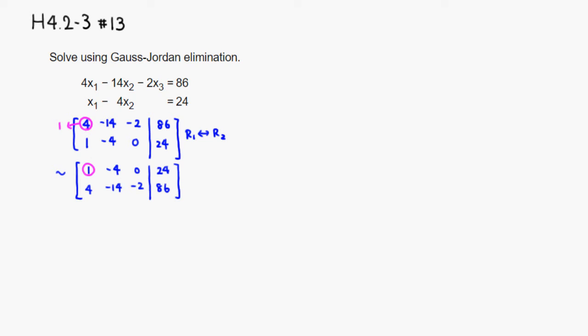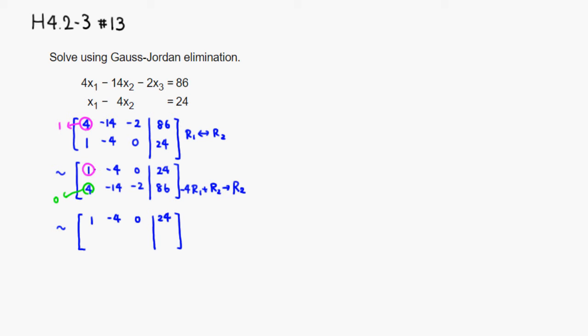Now we want to turn 4 into 0. We can do that by taking row 1, multiplying by the negative of the number we want to get rid of, then adding it to row 2. That's going to be our new row 2. Let's look at that. There's no change in row 1, so I'll copy 1, negative 4, 0, 24.